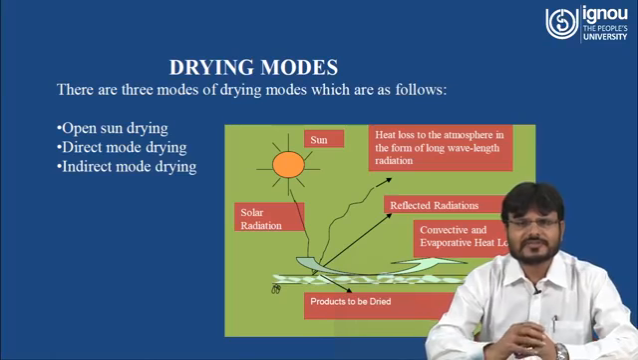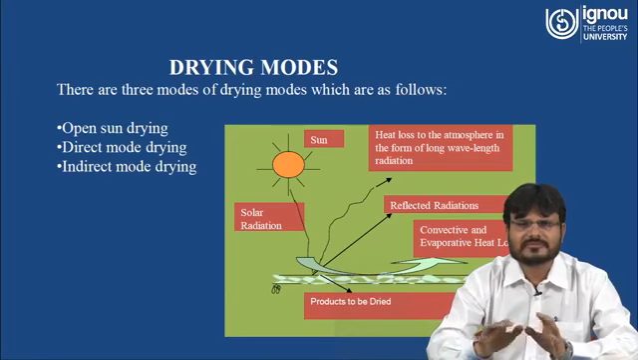Now, because we are using some drying system, there are different drying modes, which are as follows. First, open sun drying; another is direct mode drying; and third is indirect mode drying. In the diagram or figure, you can see this is the open sun drying system. Here you can see the crops are placed on the floor or on some bed sheet.